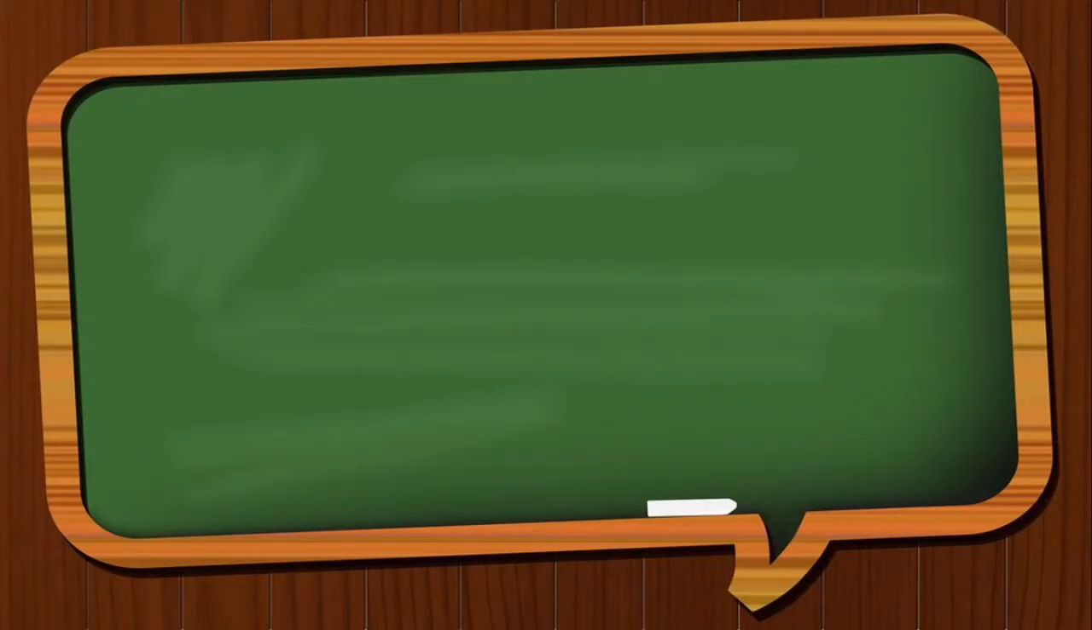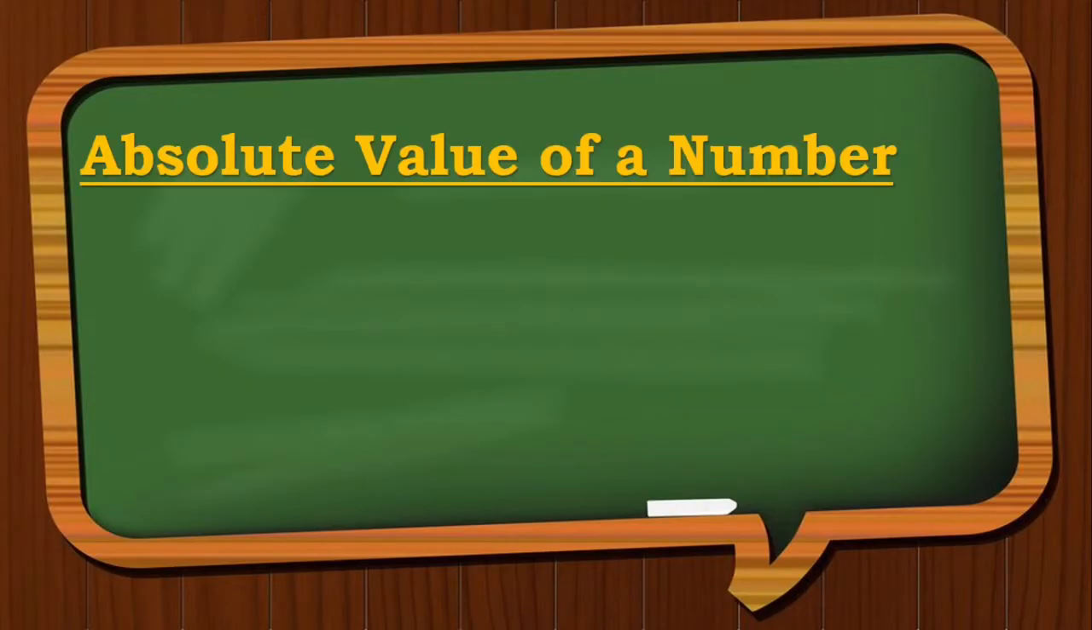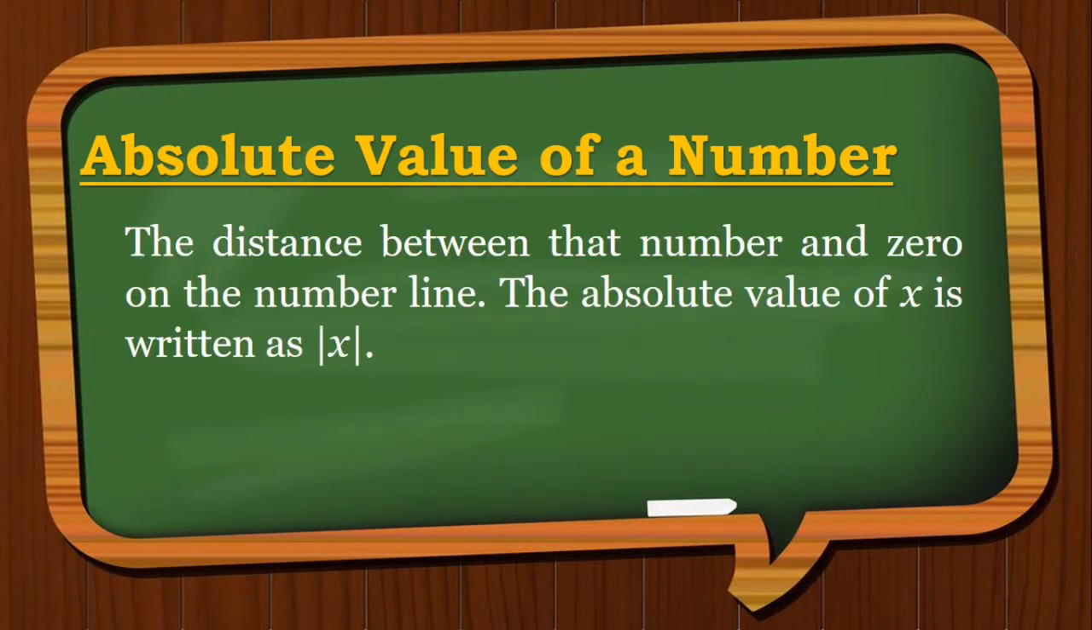So let us now start discussing what we call the absolute value of a number. How are we able to get the absolute value of a number? In the simplest way, absolute value is just the distance between that number and 0 on the number line. So what does it mean?